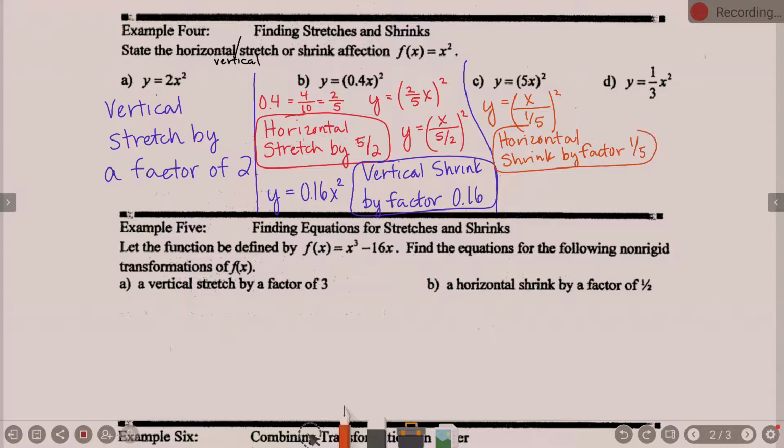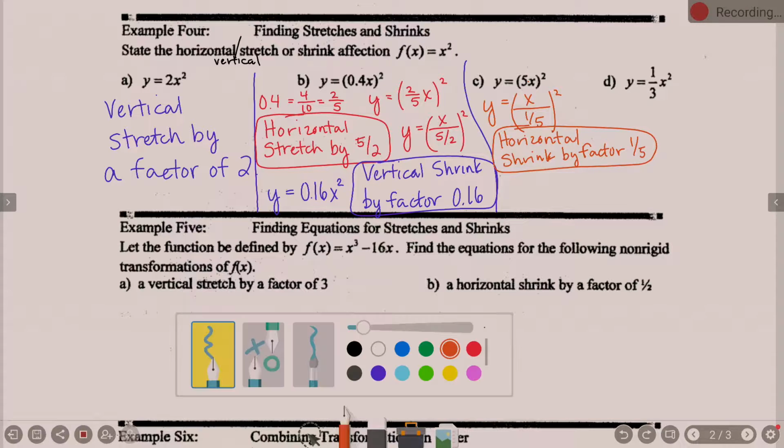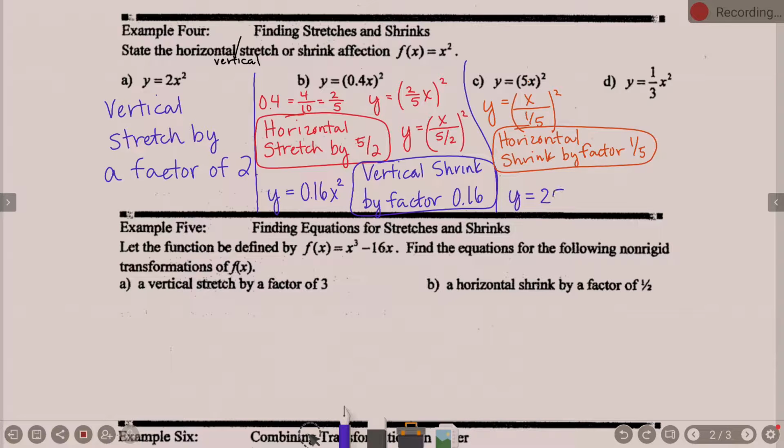That's your horizontal answer. However, also noticing 5x quantity squared could be rewritten as 25x squared, not 10x squared, right? 25x squared. And if you look in this form, now it is, because it's a number multiplied out front, a vertical. This time it's a stretch. And it's by a factor of 25.